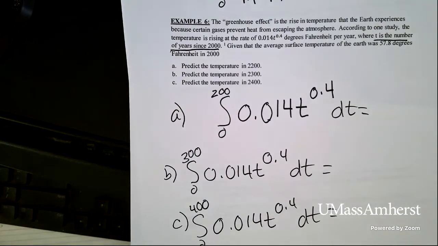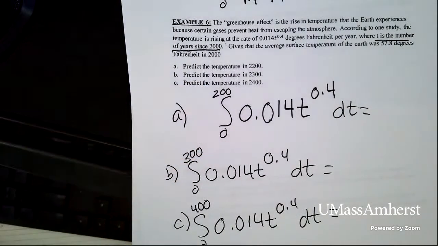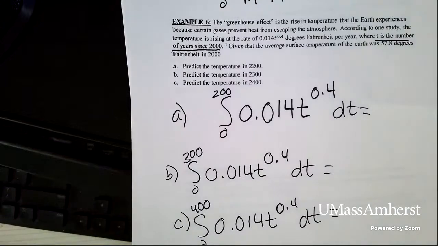All right. So since T is the number of years since the year 2000, when we look at part A, we're interested in what happens between the year 2000 and the year 2200. So we're trying to figure out the total change over those 200 years, from T equals 0 to T equals 200.